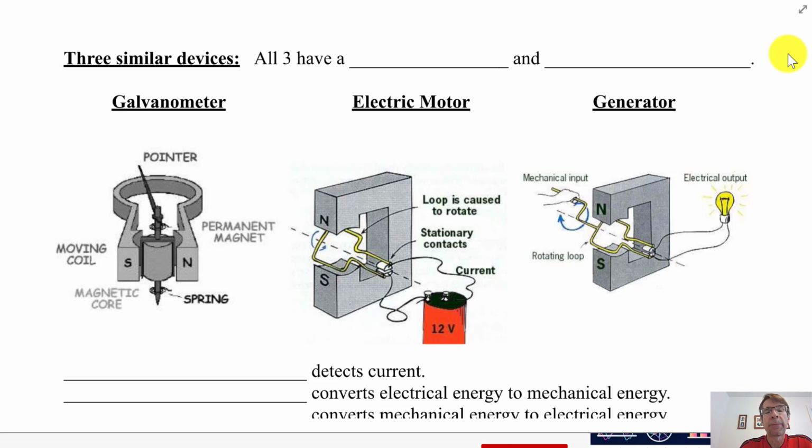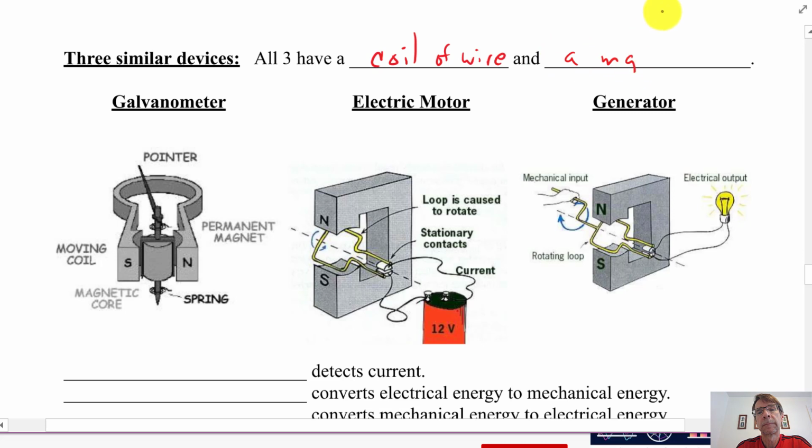coil of wire, sometimes two or three coils of wire, and a magnet or magnets. All right, let me spell that right. A magnet. And like I say, sometimes several magnets. So several coils and several magnets makes it fancier.